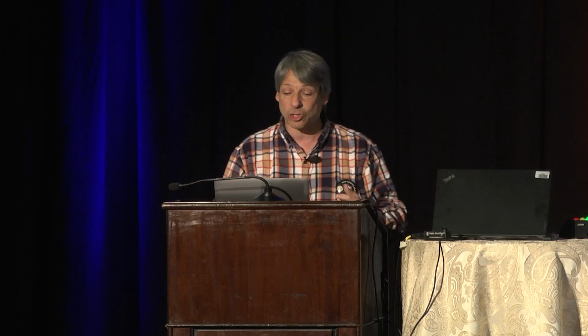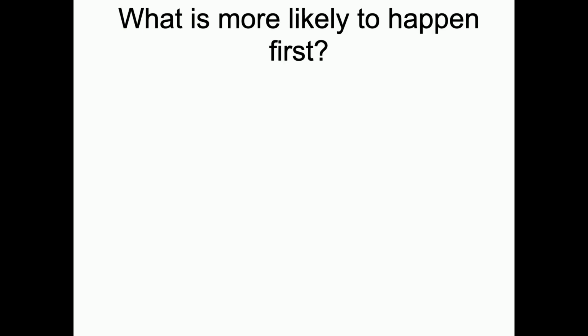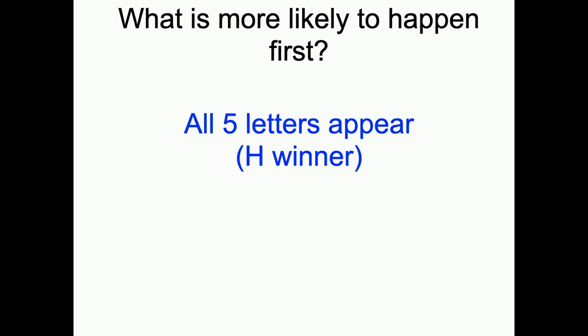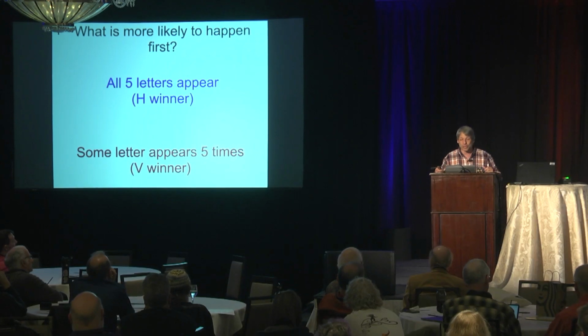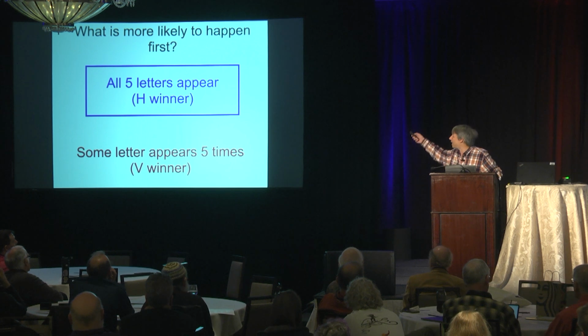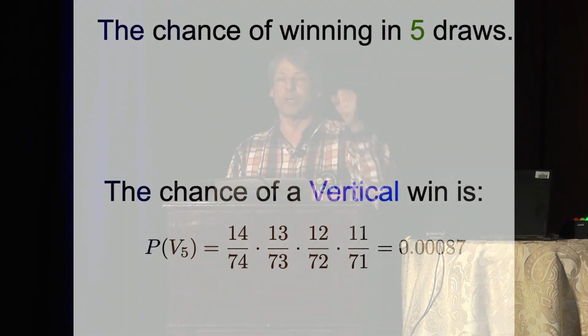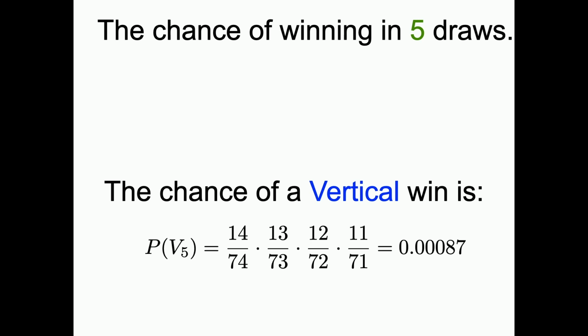And now I ask the question, what is more likely to happen first? That all 5 letters appear, or some letter appears 5 times. Now the problem isn't so symmetric anymore, right? And now your intuition would be correct that you're much more likely to see all 5 letters appear than some letter appearing 5 times. So, for example, let's say the game of bingo went spectacularly fast. It only took 5 draws. You could calculate that the probability of a vertical win, let's say you started with B1, the next 4 numbers would all have to be in column B, and that's their probability.